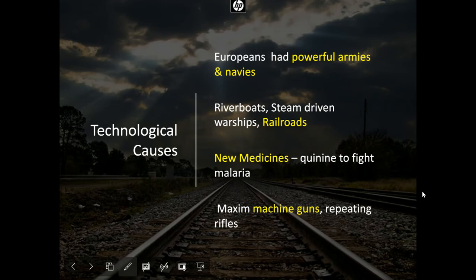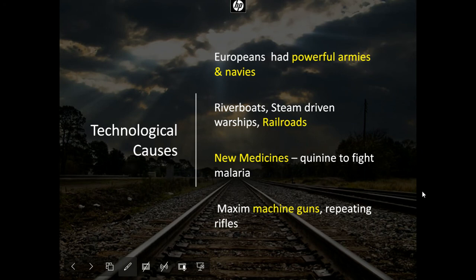Now, lastly, we have technological causes. New technologies just made it possible to go into these areas and conquer it. Europeans now have powerful armies and navies. So when they show up on your shores and they're like, we're in charge now, the local people can say, no, you're not, all they want, but they're going to lose a fight. And so most of the time they didn't have to fight because it was very clear and obvious that we would never be able to fight against this more advanced civilization.